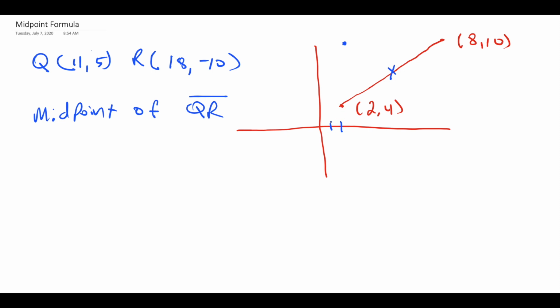Of course I didn't draw this to scale, so here we go. 1, 2, 3, 4, 5, 6, 7, 8, 9, 10. There we go. So there's 10, there's 4, and there's 2, and then there's 8. It would have been better if I didn't draw the tick marks, to be honest. Okay, you with me?